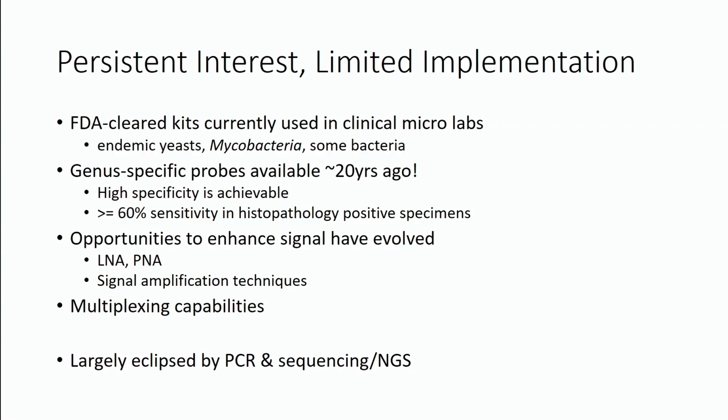So have folks done this? And the answer is yes. First, in the clinical microbiology lab, we have FDA-cleared kits that we use either to detect mycobacteria, as we do here, or other labs will sometimes use these for detecting certain bacteria or endemic yeasts. Going into FFPE tissue is a bit more challenging, but folks have worked on at least genus-specific probes for the last 20 years. And high specificity is certainly achievable. I think we can do better.